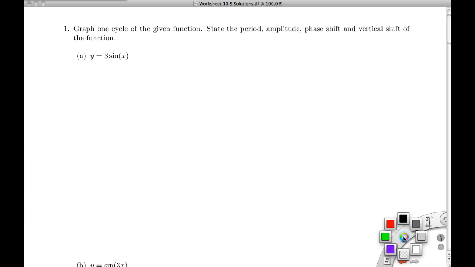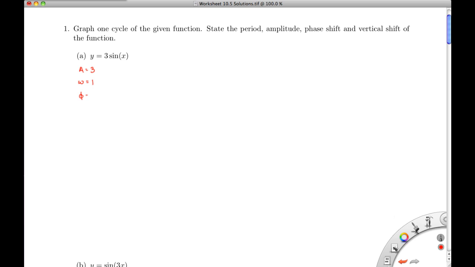So first, let's go through and identify the key values for this particular function, y equals 3 sine of x. So we're going to identify our a. Now the a is the lead coefficient, which in this case is 3. Omega is going to be the coefficient of the x. In this case, omega is just 1.